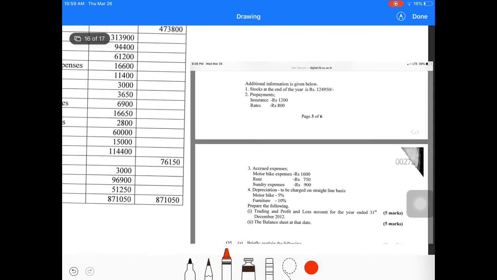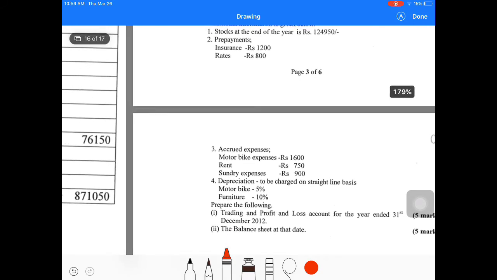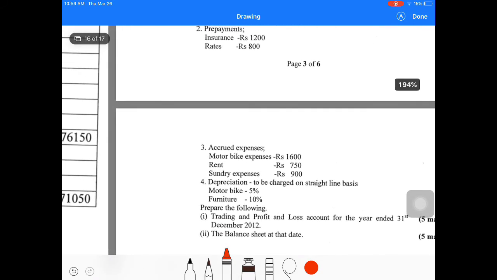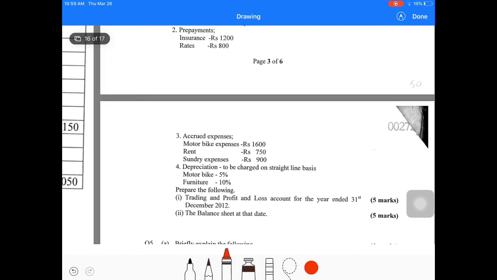In addition to that, they have given a few more pieces of information: stocks at the end of the year, prepayments, accrued expenses, depreciation, and finally they want you to prepare the trading and profit and loss account for the year ended 31st December and the balance sheet at that date.